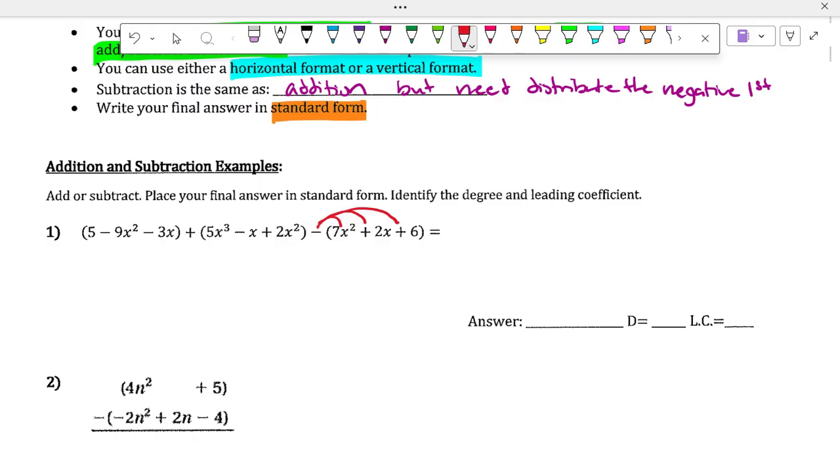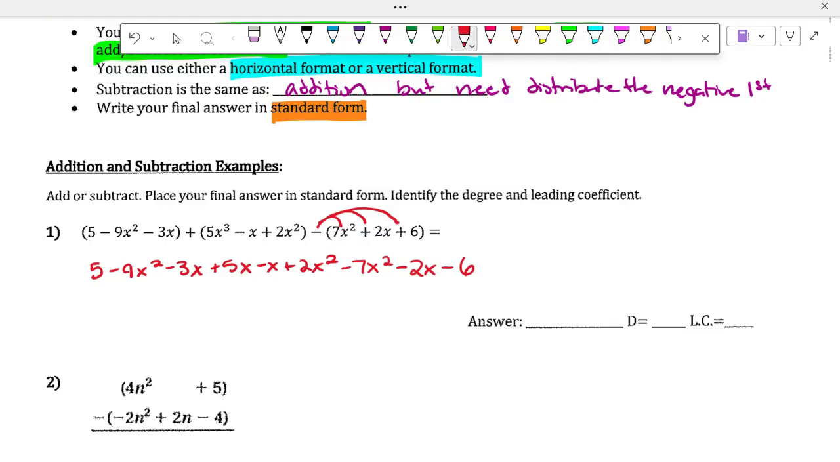So I'm going to rewrite everything without parentheses, but also distributing the negative to those last three terms. So I have 5 minus 9x squared minus 3x plus 5x minus x plus 2x squared. All right. So that just all stays the same because they were just adding them. Then what are my last three terms after I distribute the negative? Negative 7x squared, negative 2x squared, and negative 6.